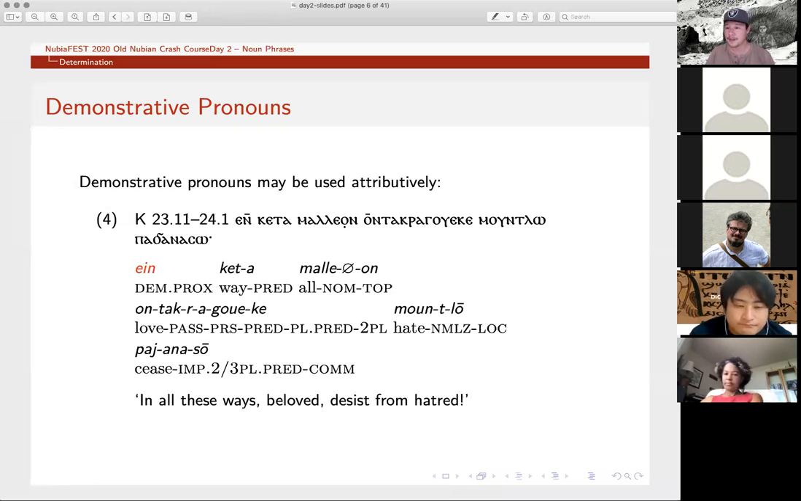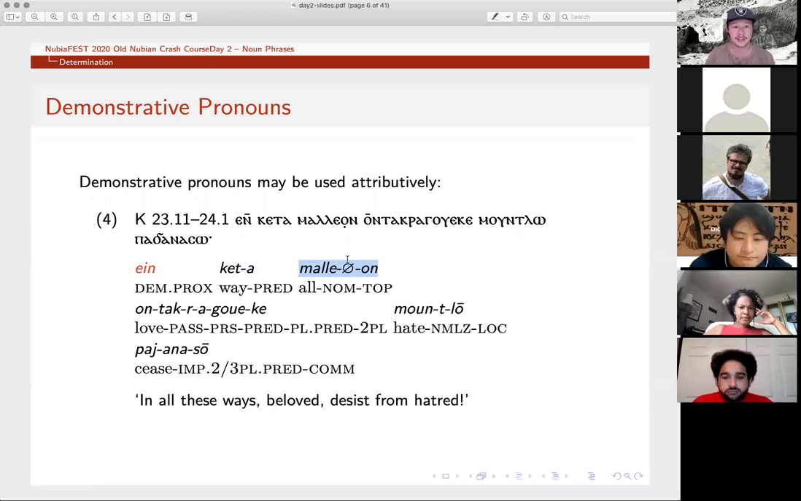So, in all these ways, beloved, deceased from hatred. So in all these ways, that's this sentence right here. We have a determiner, this, and then the word for way, and then a quantifier, all, and we will discuss quantifiers in one of the upcoming lectures. Quantifiers usually follow the noun, and because of the quantifier, the noun is also marked with this predicate marker. But again, that's what we'll cover in a different lecture.